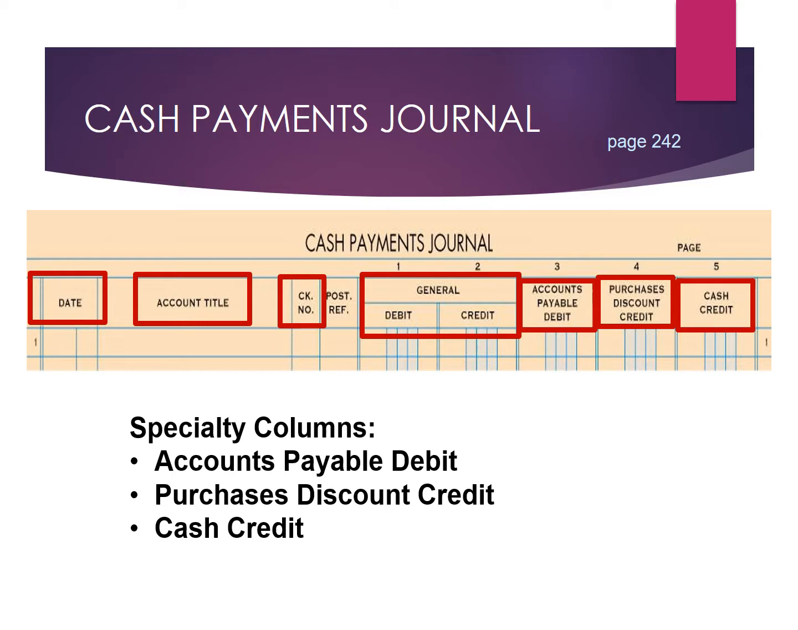In the cash payments journal, we have 3 specialty columns: accounts payable debit, purchases discount credit, and cash credit. When we record transactions into our cash payments journal, if the transaction accounts do not have a specific specialty column as accounts payable debit, purchases discount credit, or a cash credit, the dollar amount will be recorded as either a general debit or a general credit.